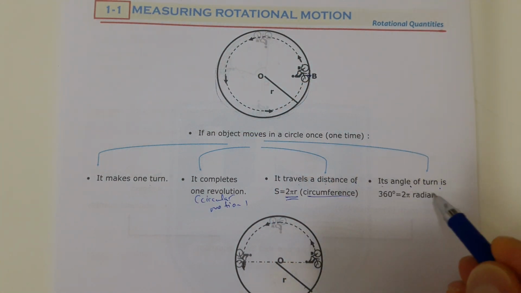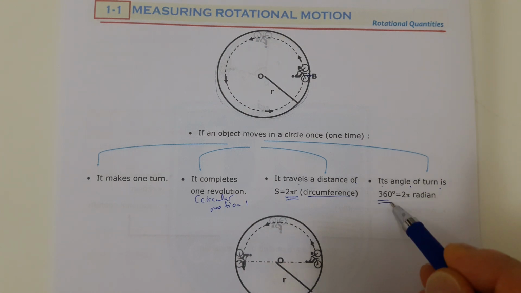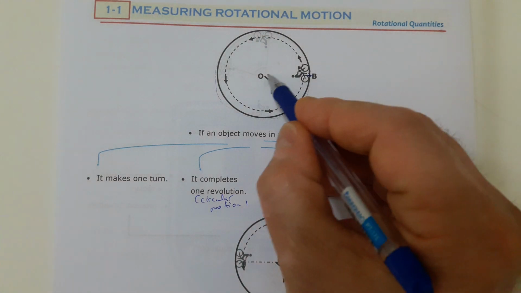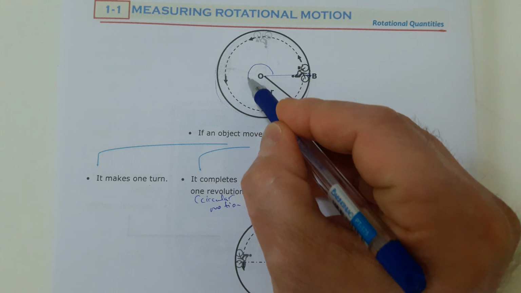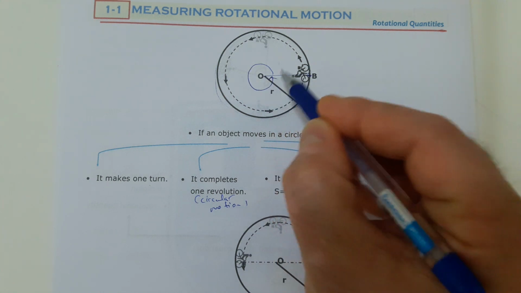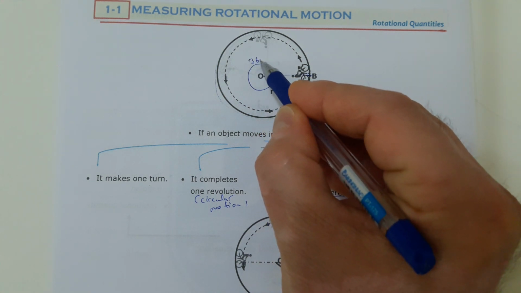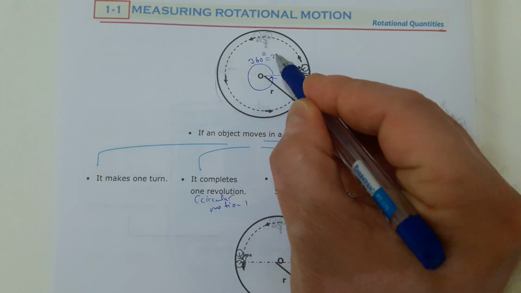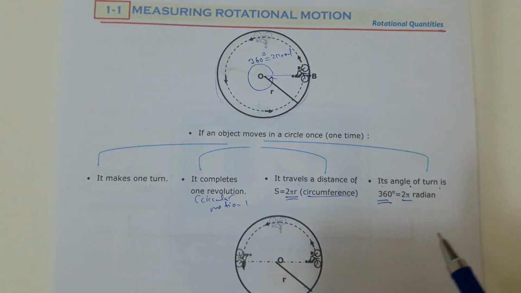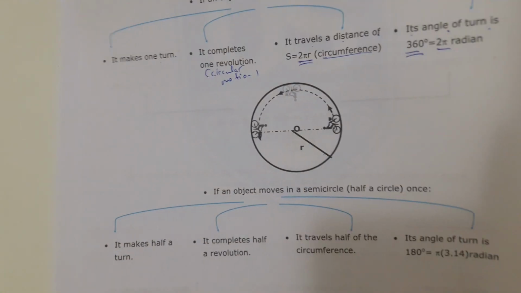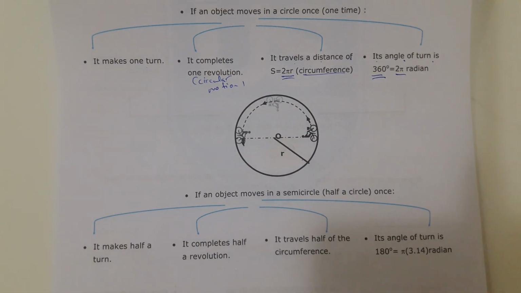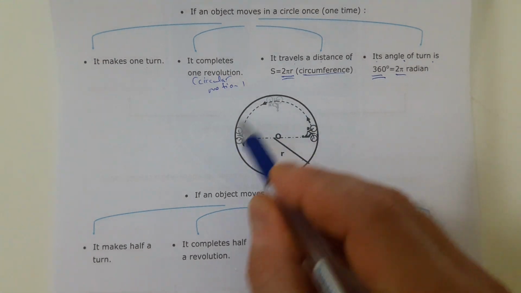Its angle of turn is 360 degrees, which is equal to 2 pi radian. So from here to there, this angle of turn is equal to 360 degrees, which is equal to 2 pi radian. If the bicycle turns not a full circle but a semicircle, say from here to there.